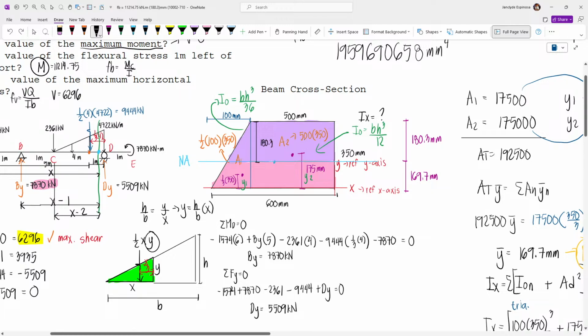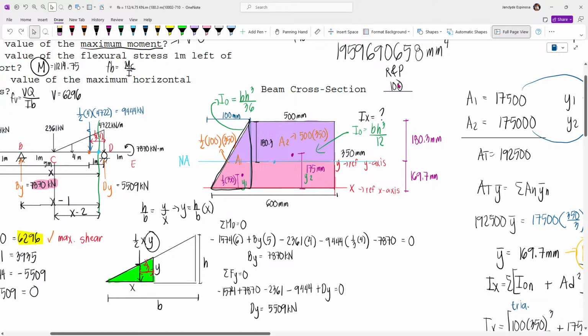So let's look at that triangle. The whole triangle has a height of 100 mm. By ratio and proportion, we take the height of 100 divided by the horizontal distance.